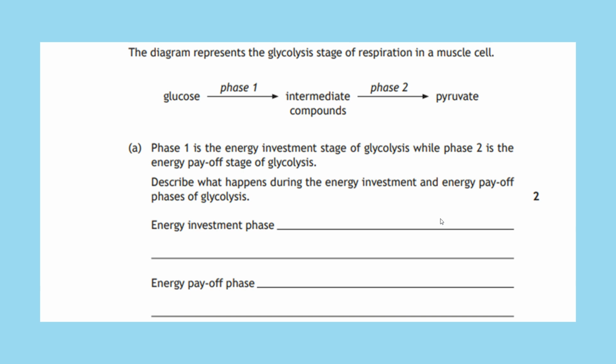So let's try a past paper question. The diagram represents the glycolysis stage of respiration in a muscle cell. And you're asked, phase 1 is the energy investment stage of glycolysis, while phase 2 is the energy payoff stage of glycolysis. So describe what happens during the energy investment and the energy payoff phases of glycolysis. Pause the video and write down your responses.